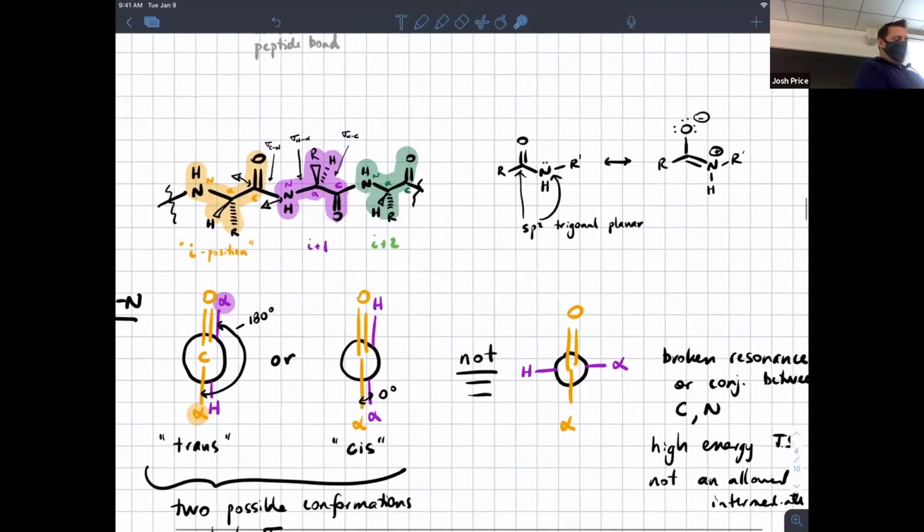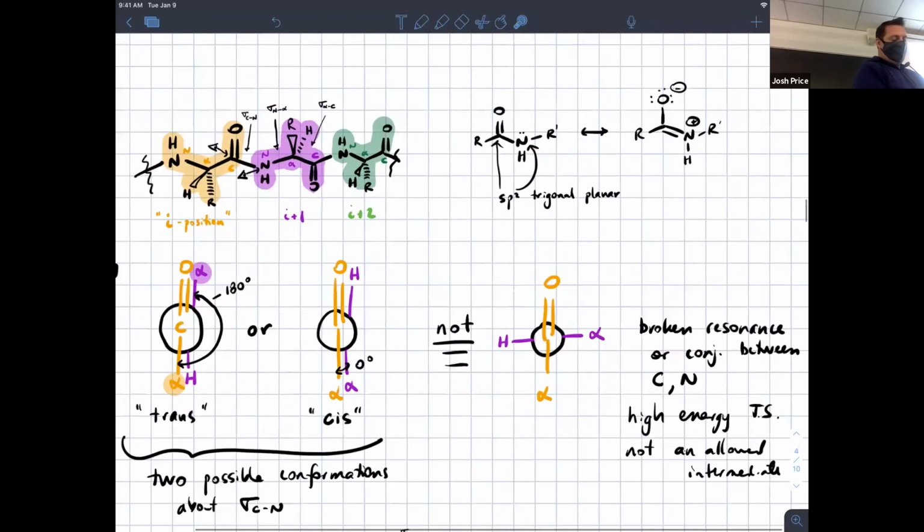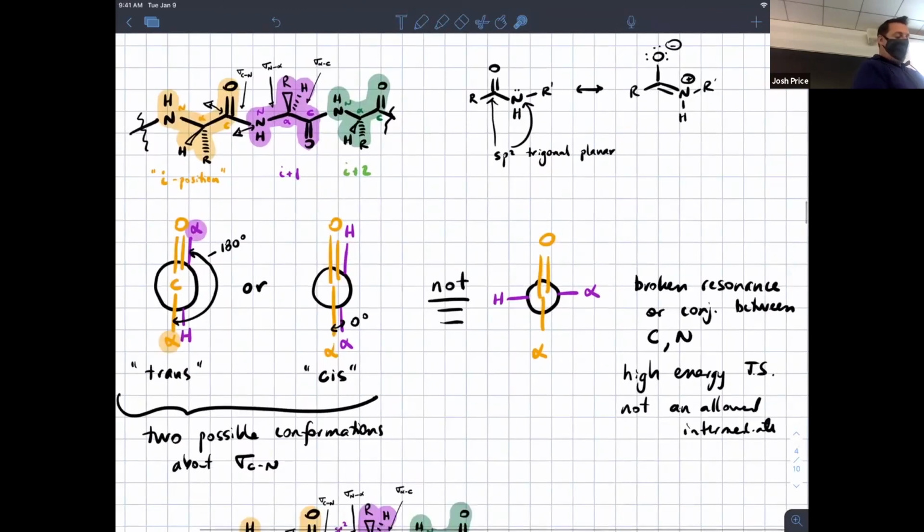It's easier for me just to think of amides and resonance, so I'm going to pretend like I don't know about that, and that's fine. There are enzymes that are designed to catalyze the process going from trans to cis. Some of them are called peptidyl proline cis-trans isomerases. And it's hard because you have to go through this transition state where you break resonance. And so stabilizing that transition state can make the isomerization easier.